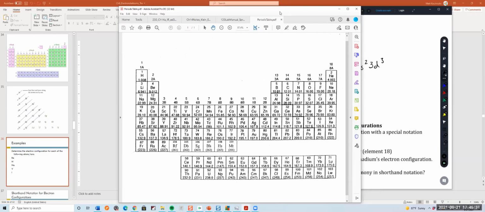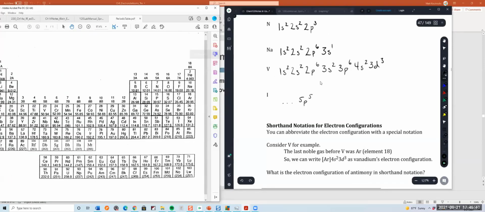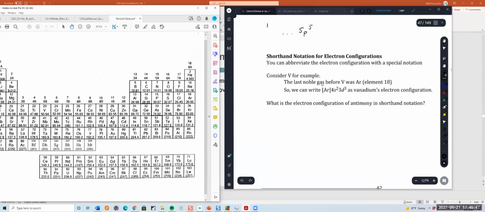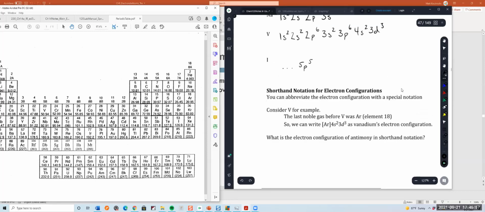I strongly prefer that notation because, as we're going to find out, we're only going to really be interested in the ends of these things. The ends are the important parts, not any at the beginning. Okay. So let's do iodine in shorthand notation. Shortcut.